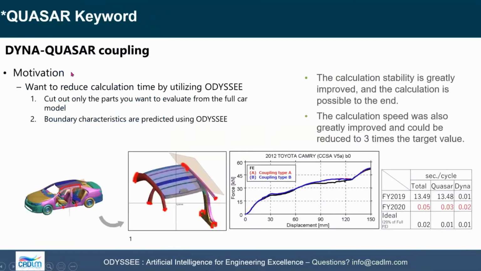Now the outcome is very interesting. Here you can see if I have a full model, for example, I want to do a roof crash, but I want to leave the rest of the vehicle inside a black box because I don't want to calculate it every time.